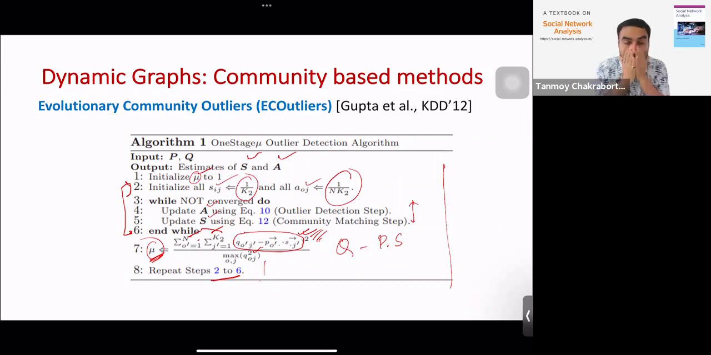So let me recap what we have discussed. We looked at a pair of timestamps, X1, X2. We have two matrices, P and Q. P indicates the belongingness of nodes to K1 communities. Q indicates the belongingness of nodes to K2 communities. We have the S matrix indicating the correspondence between community structures across two timestamps. This is unknown. P and Q are known, right? We have another matrix A, which is the outlierness metric.